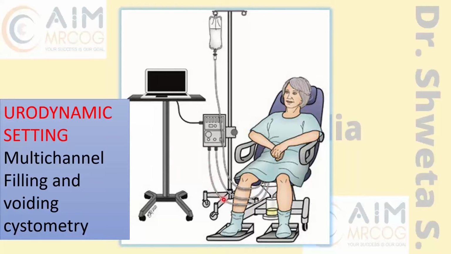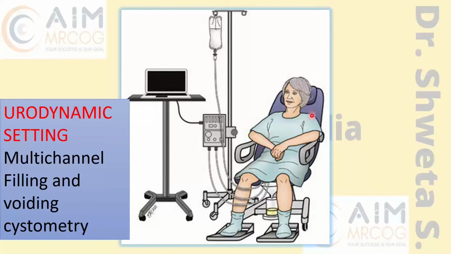Now, this is another catheter which will be in the rectum, or sometimes if you cannot put it in the rectum, you can put it in the vagina, to measure the abdominal pressure. So bladder pressure, abdominal pressure, and the filling catheter: these 3 are the channels. This is a computer which is connected here and monitors the pressure, and the graph is shown on the computer for you to interpret. This is how urodynamics is done.